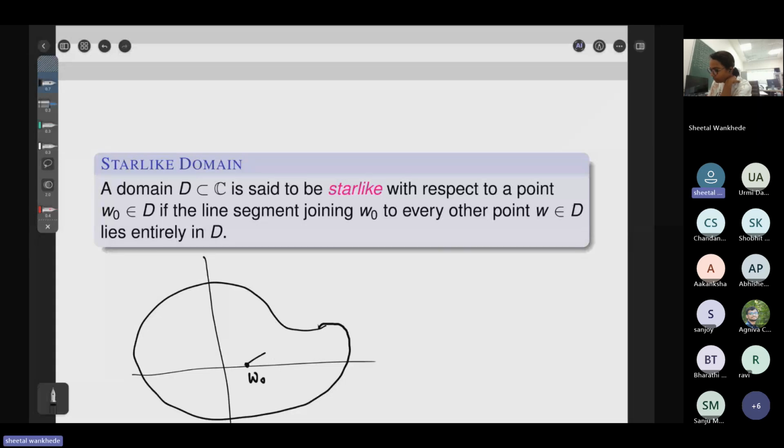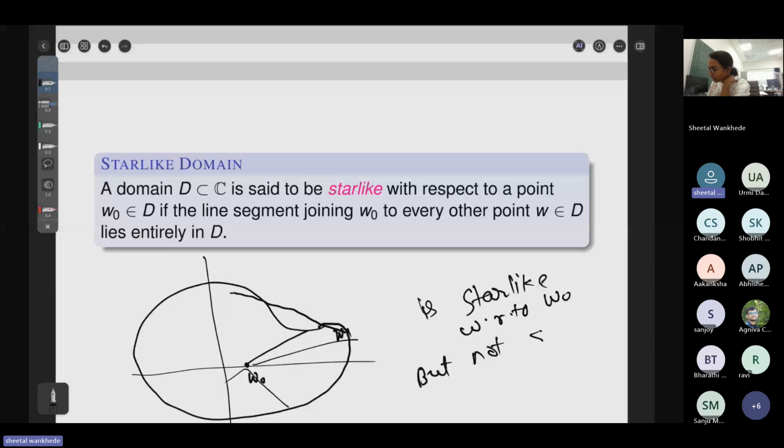Okay, so from W naught, I can join every point. But suppose I took this point W1. From W1, I can't join this point. So that's why this domain is star-like with respect to W naught, but not star-like with respect to W1. Here we see. So that's why the star-likeness property is about the point.